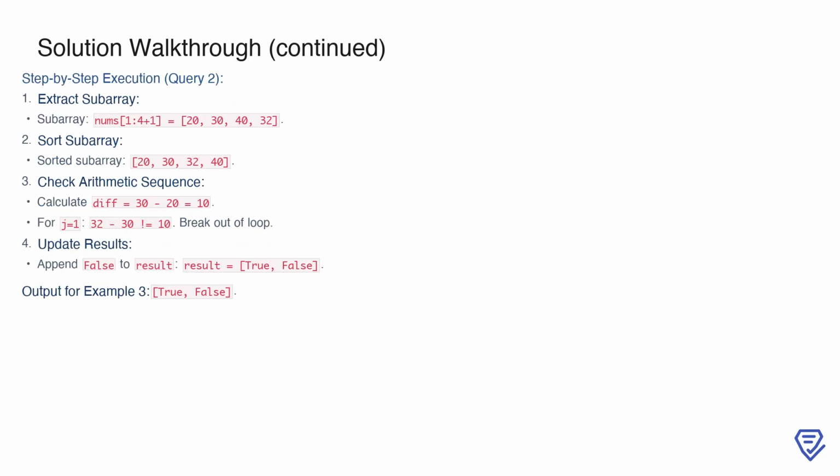For the second query, defined by L[1] equals 1 and R[1] equals 4, the extracted subarray is nums[1:4+1] equals [20, 30, 40, 32]. Sorting this subarray results in [20, 30, 32, 40]. Calculating the common difference gives 30 - 20 equals 10. Checking consecutive differences, we find that 32 - 30 does not equal 10. As soon as we encounter this mismatch, we determine that the subarray is not arithmetic. Thus, we append false to result, making the final result [true, false]. The output for this example is [true, false].